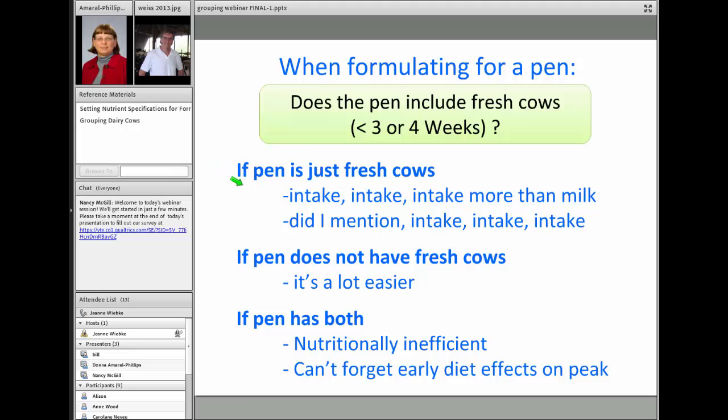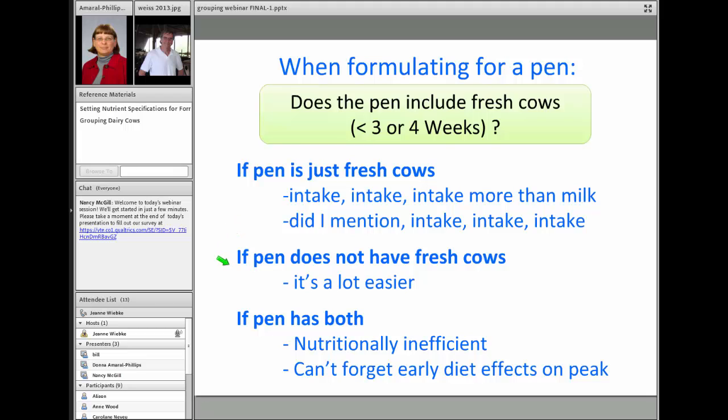If the pen is just fresh cows, so after 3 weeks they get moved someplace else, and I'll get into a little more detail later, this pen is going to be formulated with one goal in mind, and that's to get them to eat. If I can get a fresh cow to eat, everything goes fine. So the emphasis here is not necessarily meeting requirements. It's getting cows to eat, because if they eat, they will meet requirements. So that's a nice separation.